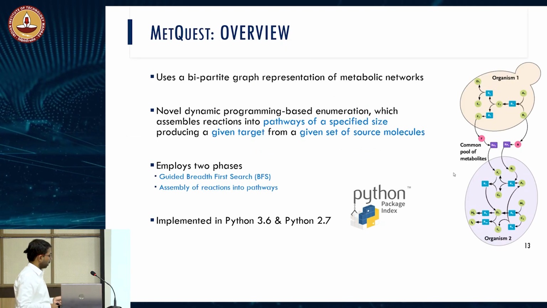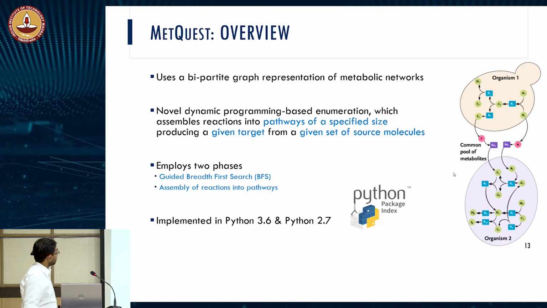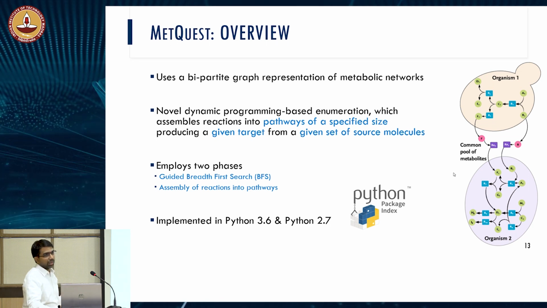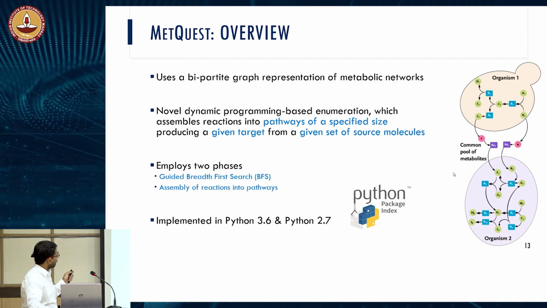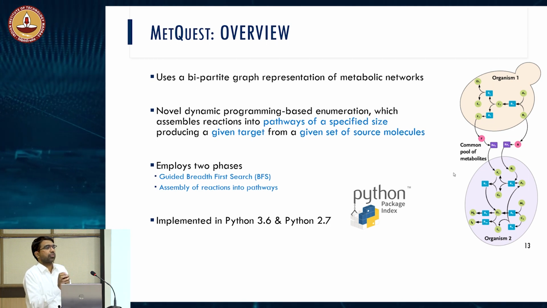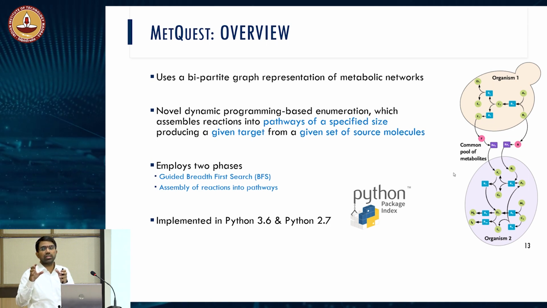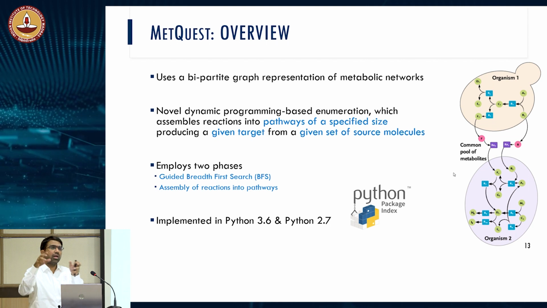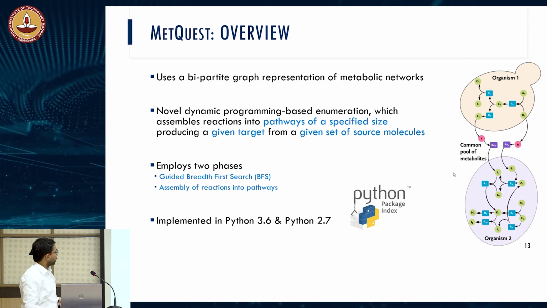So this uses a bipartite representation of metabolic networks. What we use is a dynamic programming based enumeration, which assembles all the reactions that are happening into pathways of a specified size. So what are all the ways in which you can make a bunch of metabolites within the cell by mixing and matching different reactions?